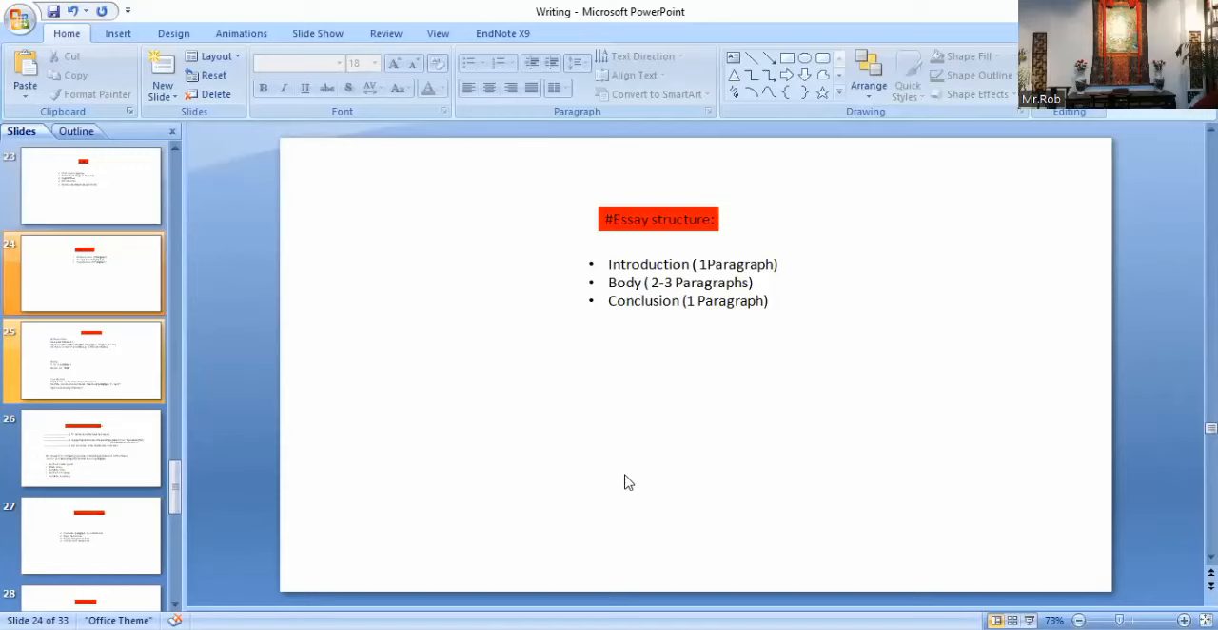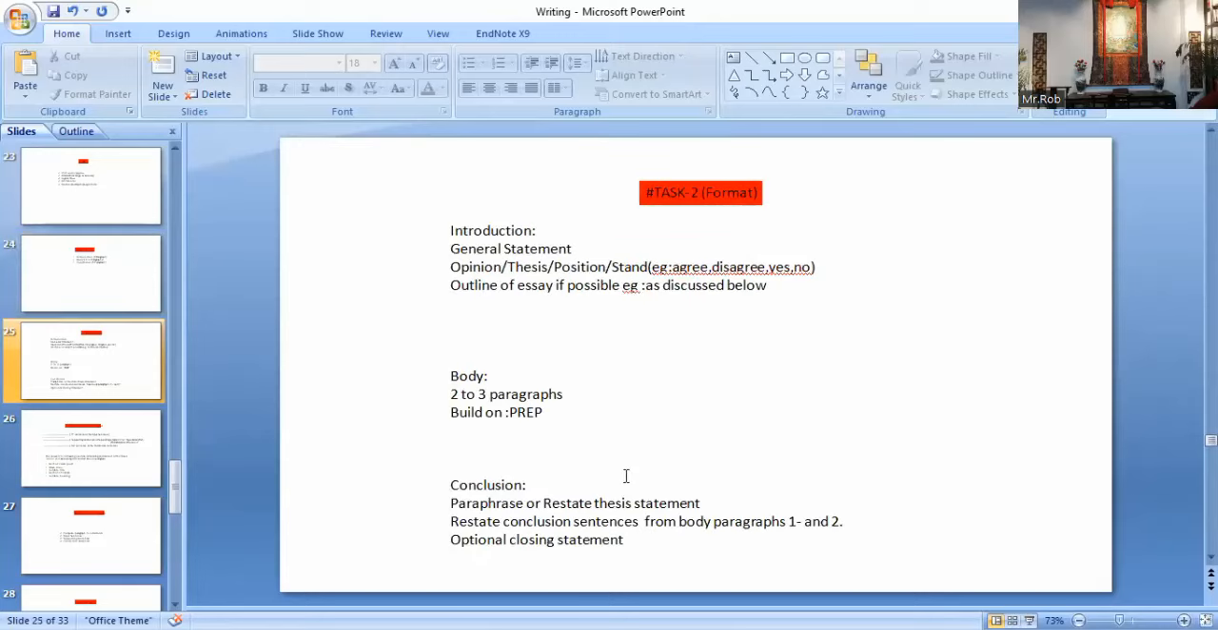So essay structure format. In essay structure, the format is something like this. There will be an introduction, which will be one paragraph. Then there will be the next paragraphs, 2 to 3 paragraphs about the body or the main part that would be discussed. And the final part would be the conclusion, just one paragraph. So this is the general format that should be used.